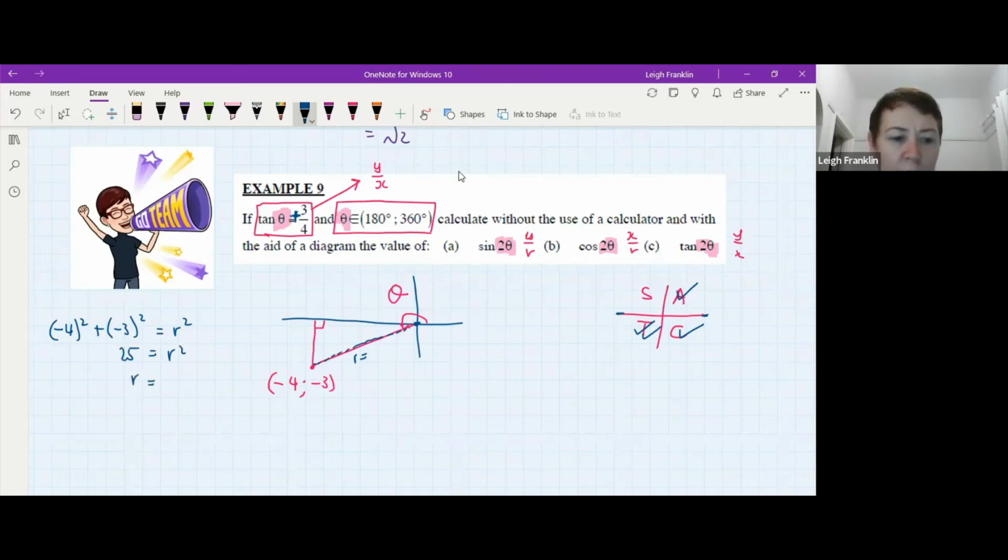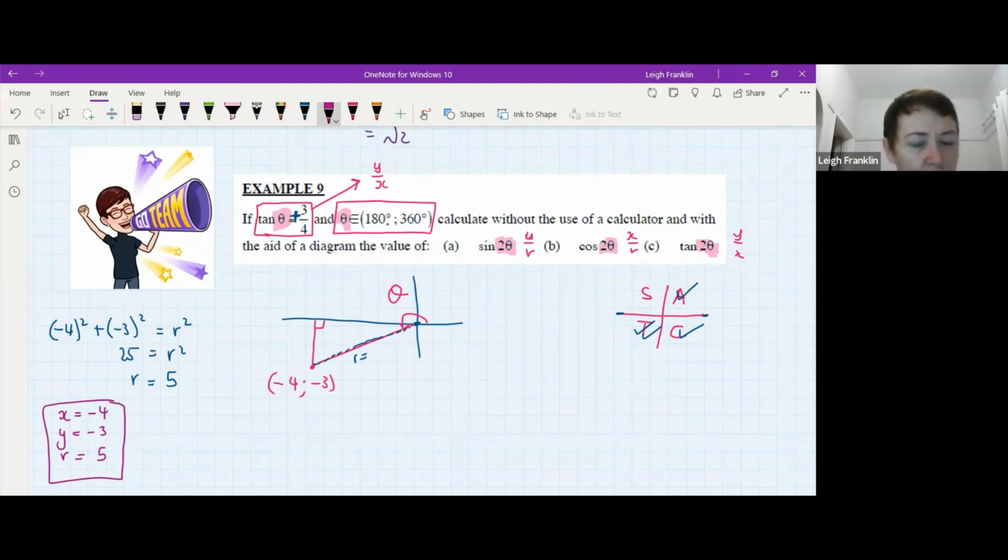R is always positive because it is a distance. So therefore, r is going to be equal to 5. What I like to do with these sorts of questions is that once I've worked out either the missing x or y or r, I like to make myself a little summary because then I can work from there. So we know in this case, x is equal to -4, y is equal to -3, and r is equal to 5. Now I can answer anything that I want.